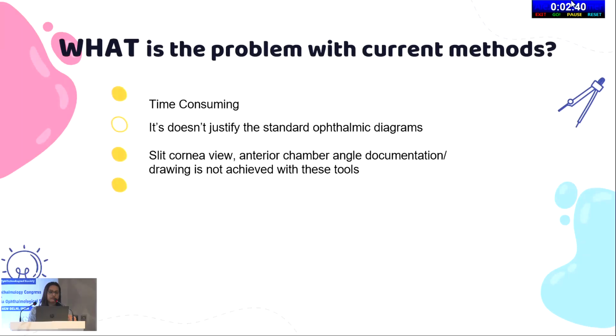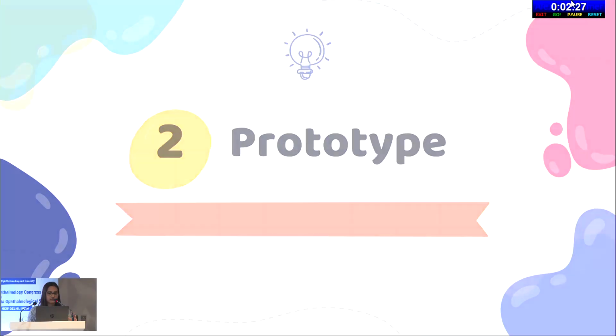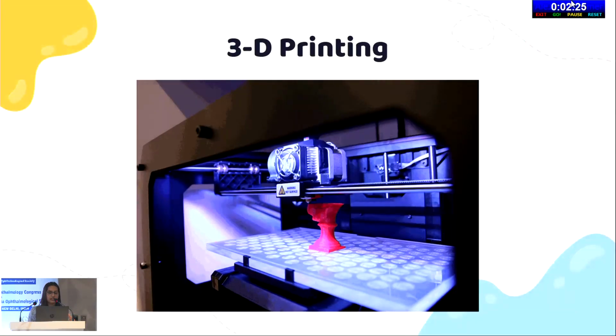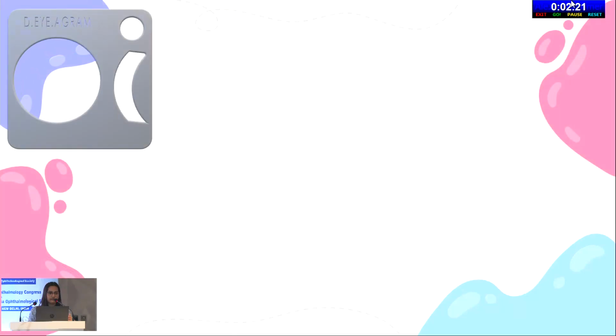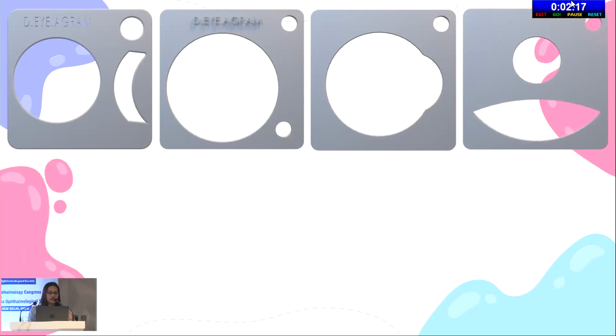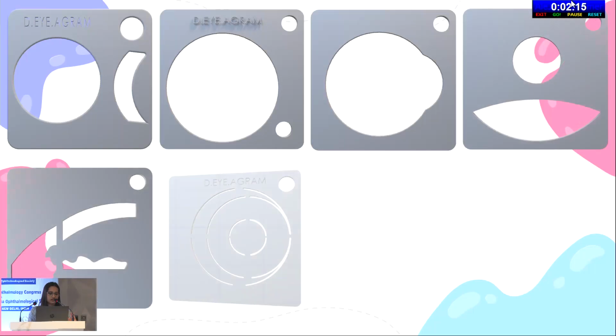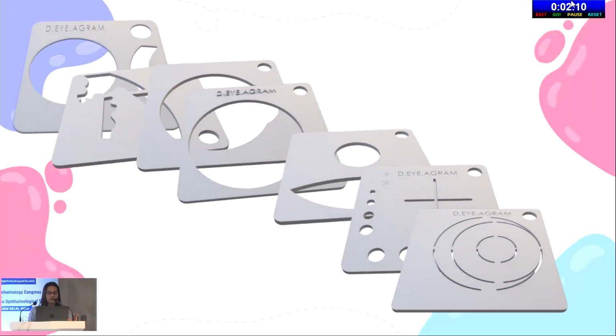So the current problem is that it is time consuming. It doesn't justify the standard ophthalmic diagrams. Slit cornea views and anterior chamber angle documentation are not achieved. So that's when I came up with this prototype. We did 3D printing and came up with these designs, which would be very helpful. This is pocket friendly, in a keychain manner, showing most of the important diagrams that we need for documentation.